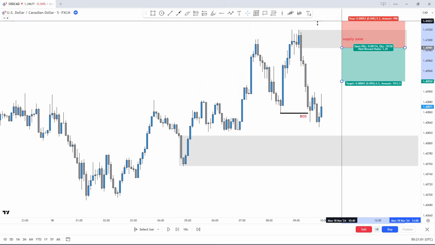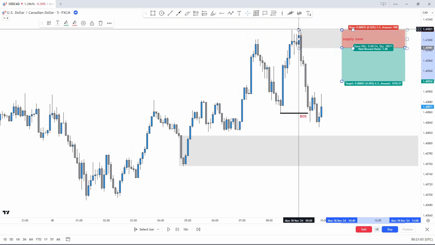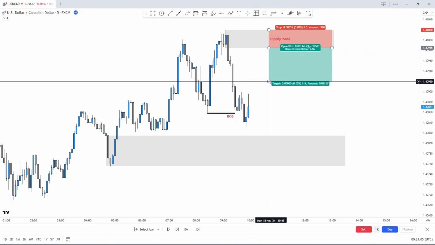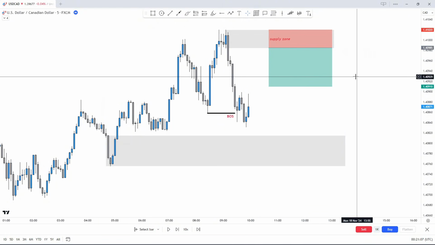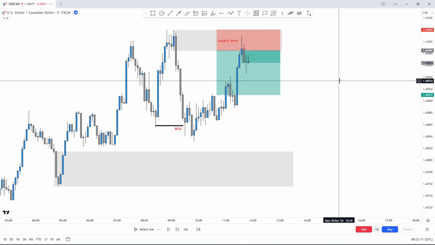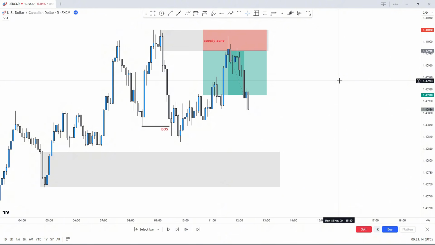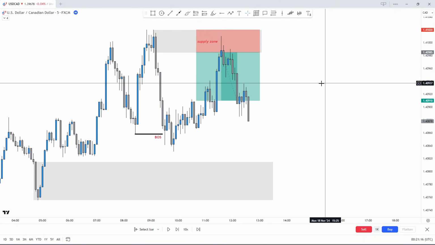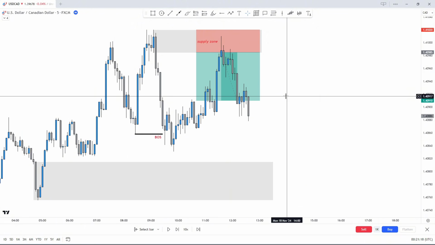We put our stop loss at the point of invalidation, which is at the top of the supply zone, and let's just target a 1 to 2 risk to reward. Price tags us in and tags us out very, very easily, catching a 1 to 2.